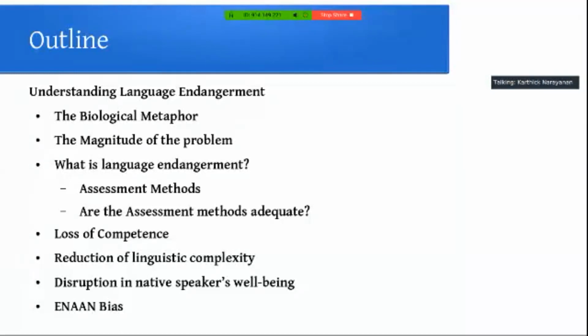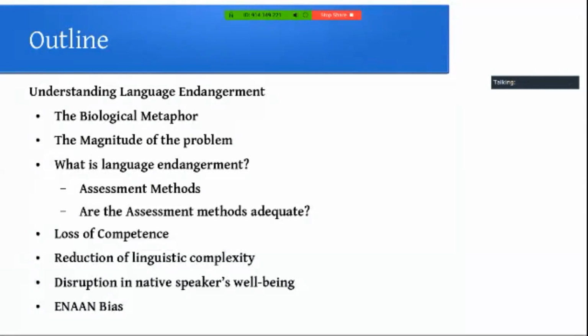Then I'll be talking to you about three things that are more important to people who are interested in working with endangered language communities, for anything from documentation to description to revitalization. These are things that you would want to know if you are dealing with endangered languages as such.